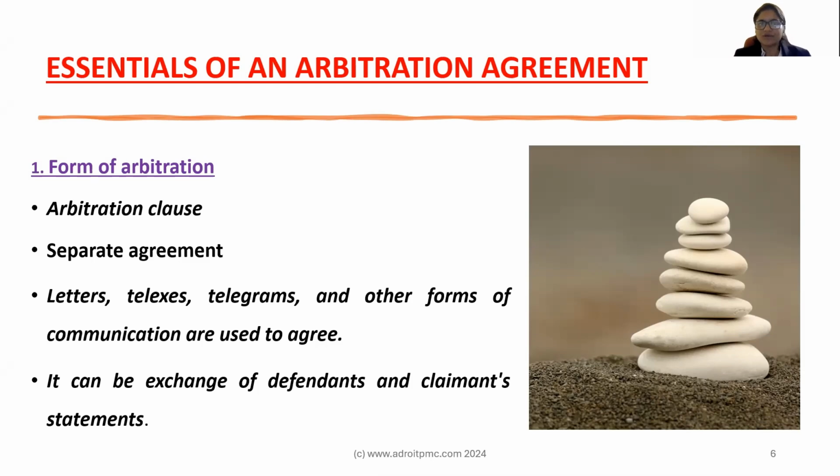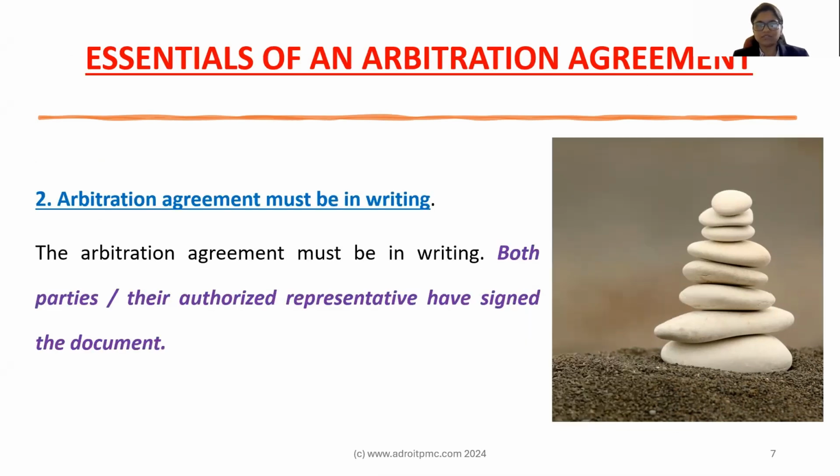Next is essentials of arbitration agreement. We should comply with these things to make an arbitration agreement a valid and enforceable agreement. First, it should be an arbitration clause or separate agreement, and it can be in letters. For example, there is certain communication between the parties where it is mentioned that in case of any dispute, it can be resolved and referred to arbitration. So that kind of terms could also be considered, and it is recognized internationally as an arbitration agreement. And the dispute obviously could be resolved through arbitration.